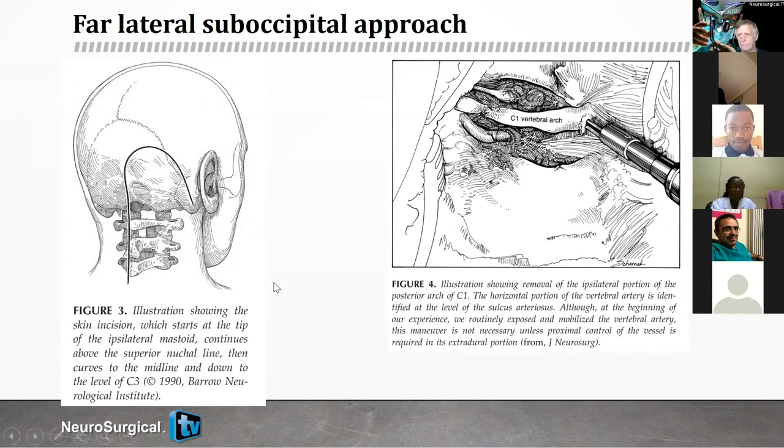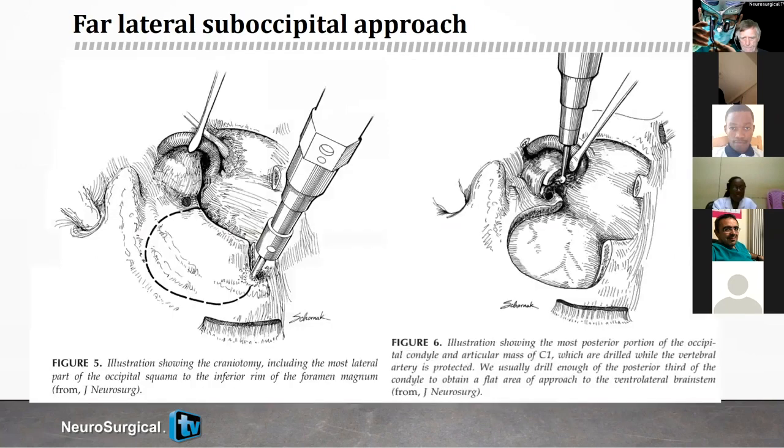The first diagram illustrates the incision. The incision goes from the tip of the ipsilateral mastoid. It continues above the superior nuchal line, and then descends medially up to C3. Be careful with the far lateral suboccipital approach and the retromastoid approach.